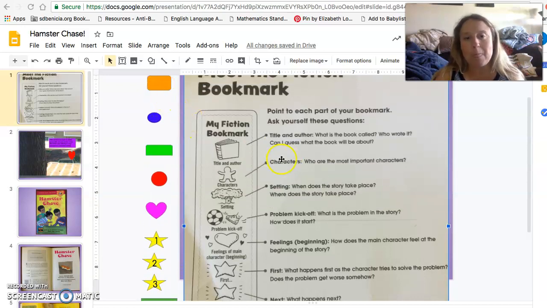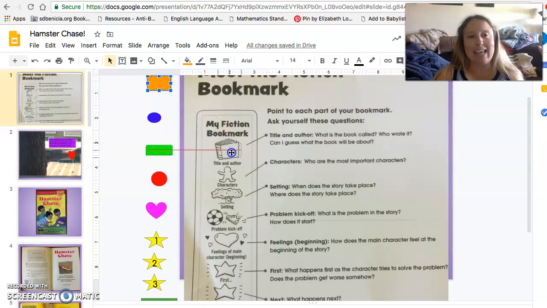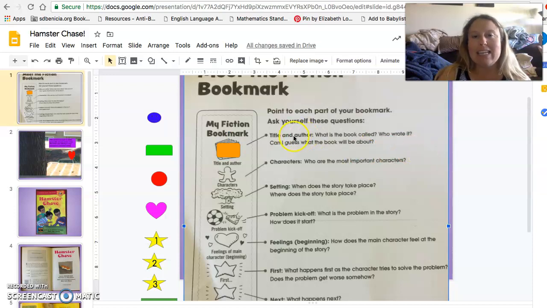So number one, we're going to talk about how each fiction book has a title and an author. So I'm going to make that book orange. And of course, the title is what the book is called, its name. And then what do we call the person who writes the book? The author. And then sometimes the author is also the person who draws the pictures, or sometimes this is a separate person. Who is the person who draws the pictures? The illustrator. Good work.